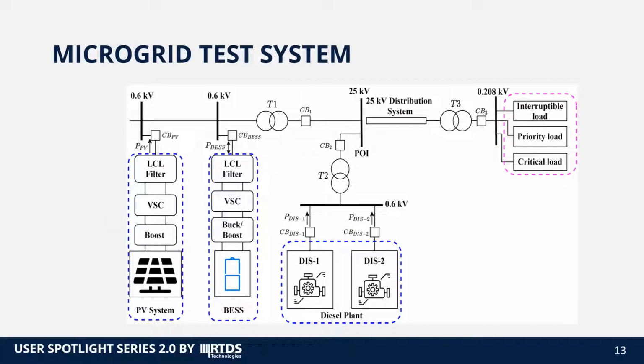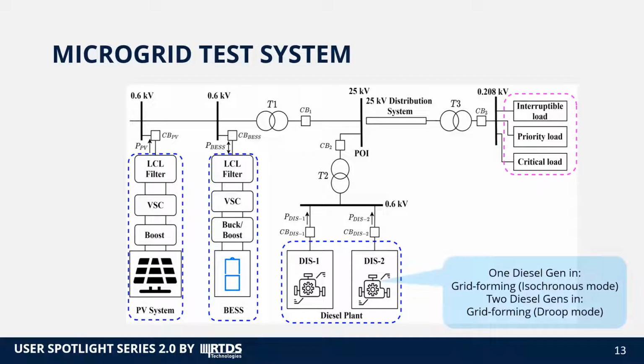This is my microgrid test system. It consists of a diesel plant, a battery energy storage system, a PV system, and a set of balanced loads. The diesel plant operates in an isochronous mode if one diesel generator is in, whereas if two diesel generators are in, a droop mode will govern the operation of the diesel plant.